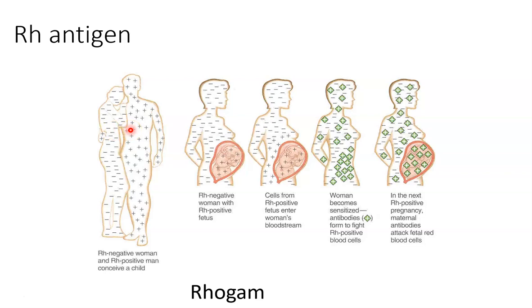That's it for that. So make sure you go through the ABO blood typing and the Rh blood typing.